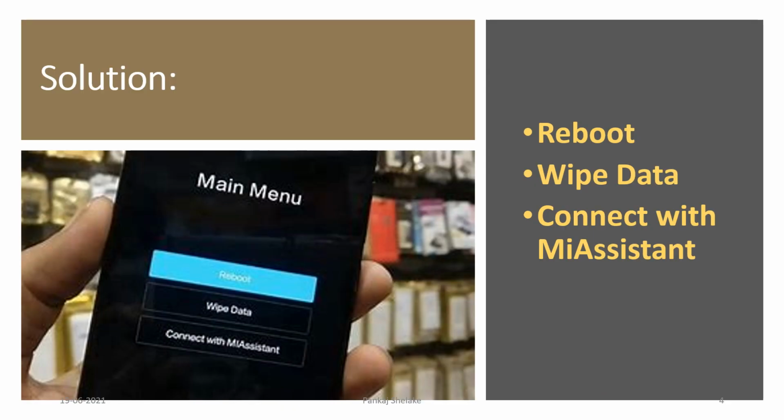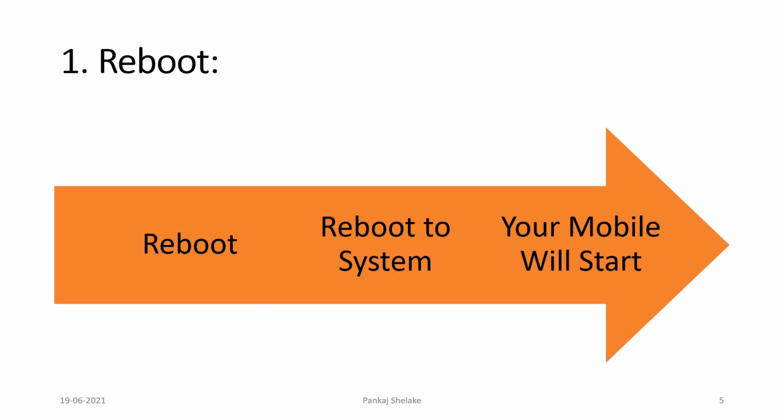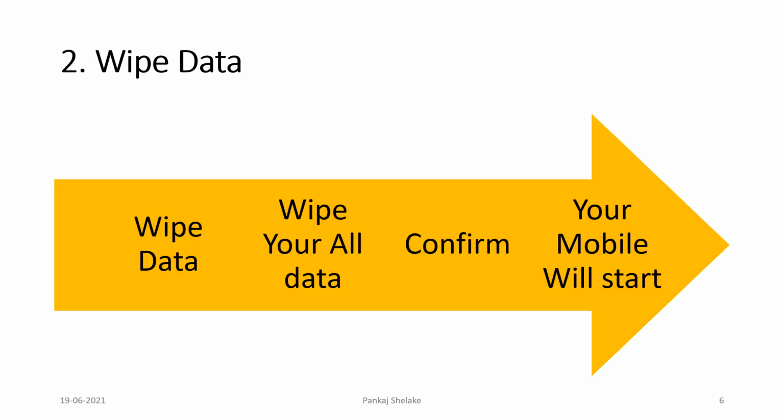Once you do that, you can see three main options: reboot, wipe data, and connect with MI Assistant. I will explain step by step what these are. In the reboot option, you can reboot to system and your mobile will start automatically. If the problem is not major, after rebooting, your mobile will get back to normal. The second option is wipe data.